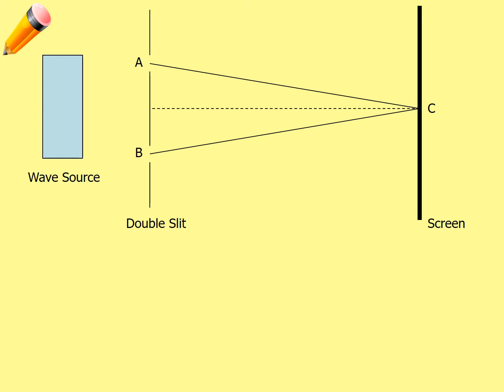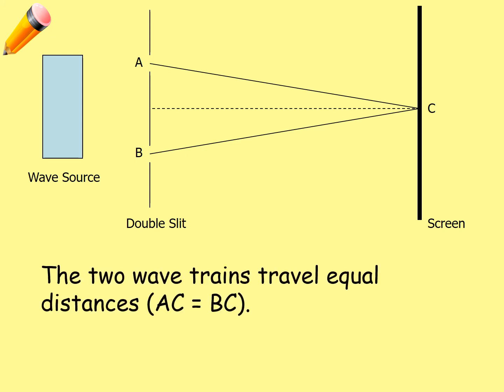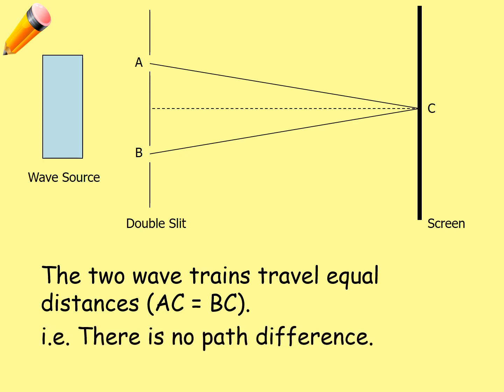Here we have source A and source B. The path from A to C and the path from B to C are equal. So the two waves travel an equal distance. There is no path difference. Therefore, the waves are going to meet in phase and a maxima is going to be produced.